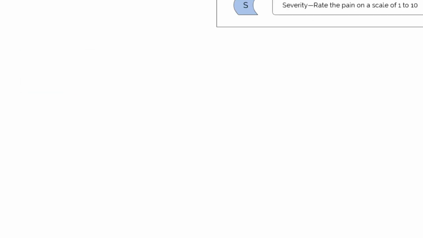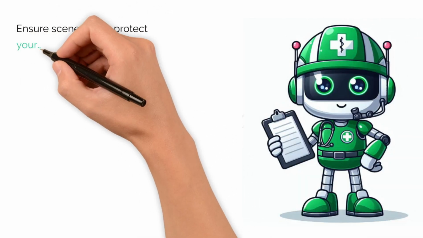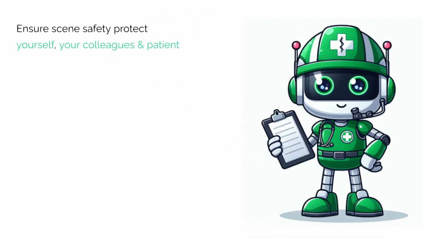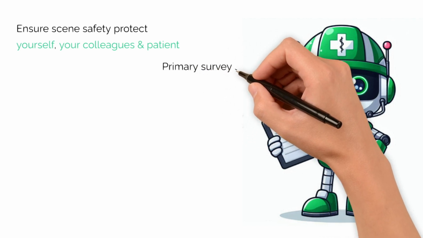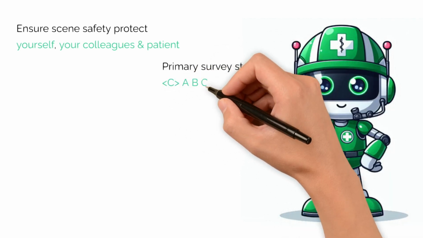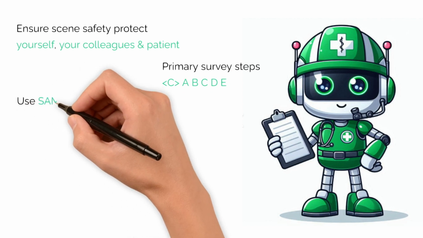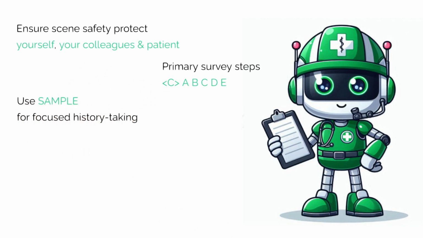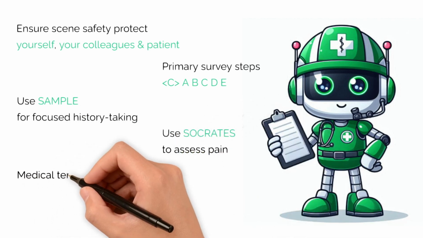Let's quickly recap the key points covered. Always ensure scene safety before approaching a patient to protect yourself, your colleagues and the patient. Follow the primary survey steps to thoroughly assess the patient's condition, always starting with checking for any catastrophic bleeding. Use the SAMPLE method for focused history taking and the SOCRATES method to help with the assessment of pain.